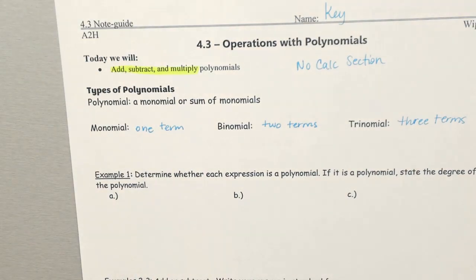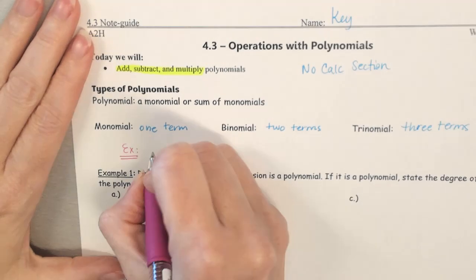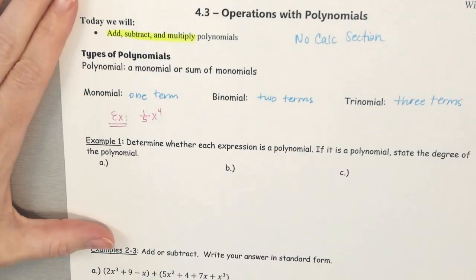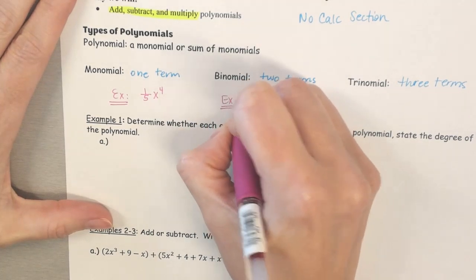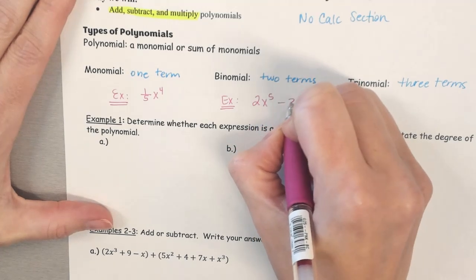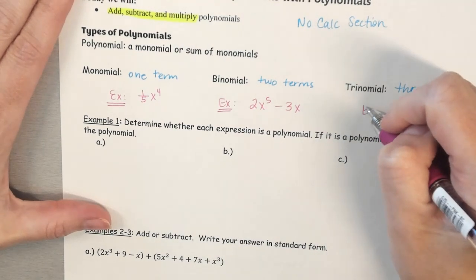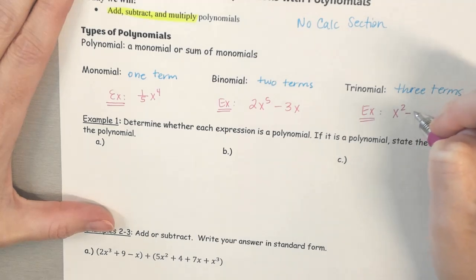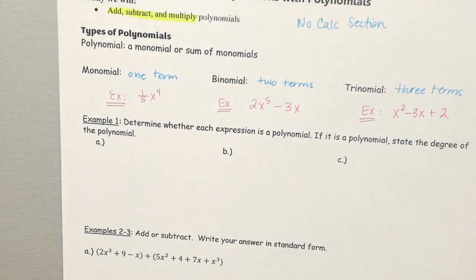So if you have one term, it could look something like this: 1/5 x to the 4. If you have two terms, an example would be 2x to the 5th minus 3x. So they don't always have to go in decreasing order. Or a trinomial, we've been working with trinomials a lot when we've been working with quadratics. So x squared minus 3x plus 2.